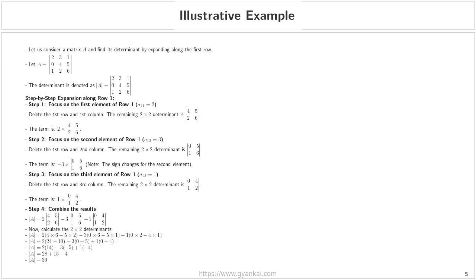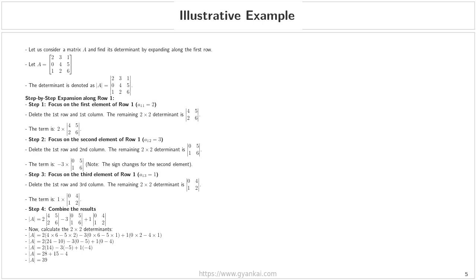Now let us perform the actual arithmetic to find the final value. For the first part, we calculate 4 times 6 minus 5 times 2, which is 24 minus 10, resulting in 14. For the second part, we calculate 0 times 6 minus 5 times 1, which is 0 minus 5, resulting in negative 5. For the third part, we calculate 0 times 2 minus 4 times 1, which is 0 minus 4, resulting in negative 4.